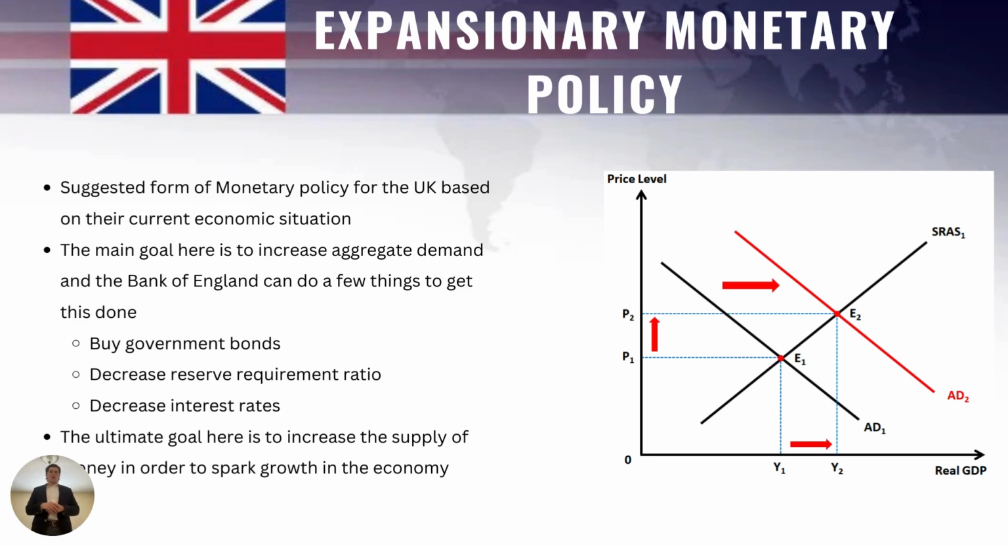They can also decrease the interest rates. What this will do is increase investment spending, which is also a great catalyst for growth in an economy. So the main goal here is to increase the supply of money in order to spark growth in the economy, which at this point I think the UK needs. They went through a recession, and also you can see in the earlier slide that their inflation has been going down, which marks a need for maybe some more growth.